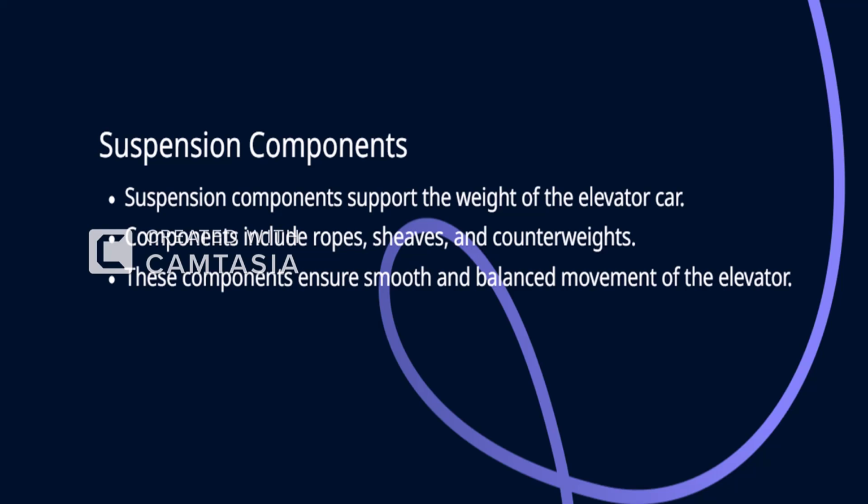Sheaves. These pulleys guide the ropes, ensuring smooth movement of the elevator car. Counterweights. Counterweights balance the weight of the elevator car, reducing the load on the motor and making the system more energy efficient. These components ensure the elevator moves smoothly and remains balanced during operation.